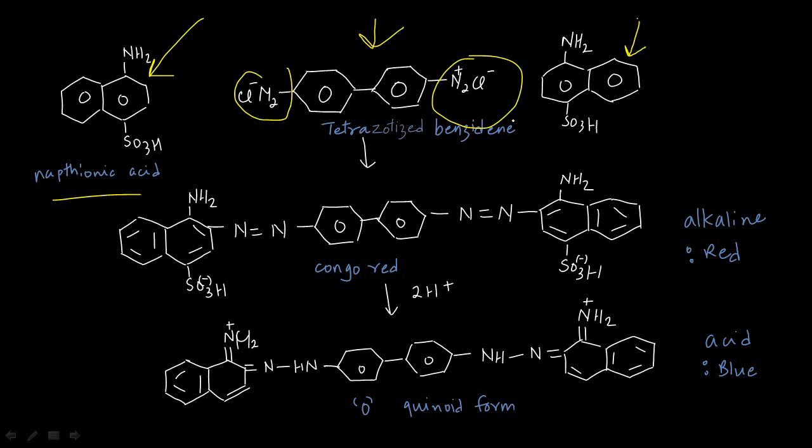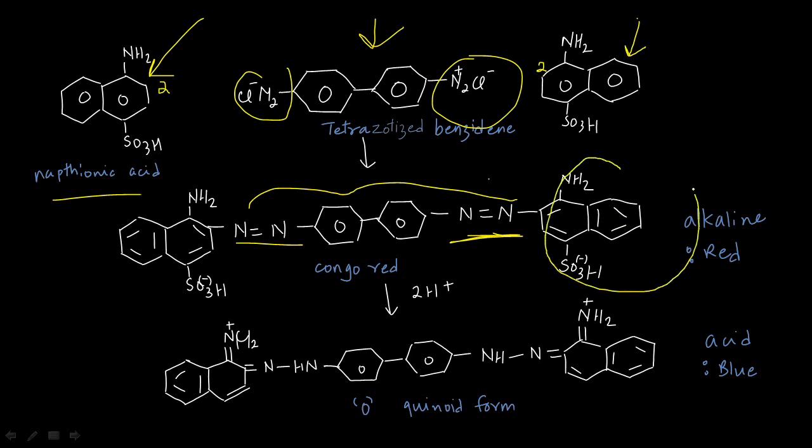These can undergo coupling reaction. The substitution takes place at position number 2 on the molecules. This N2Cl minus goes right here. HCl is eliminated. This is the central part, tetraazo, and side rings, the naphthionic acid substituents. Now in alkaline, this is red.